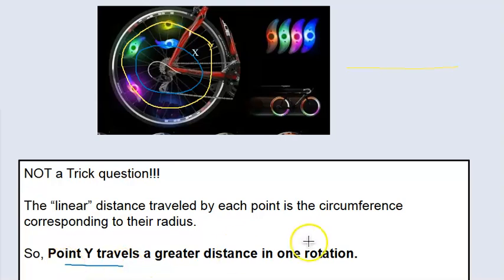So point Y travels a greater distance. That's why in a race, like in a track event, the initial starting position is staggered, or why the speed skaters have to take turns being on the inside and the outside. Okay, so that is the foundations of the variables. I'm going to stop there to keep it under 10 minutes. There is a part 2.